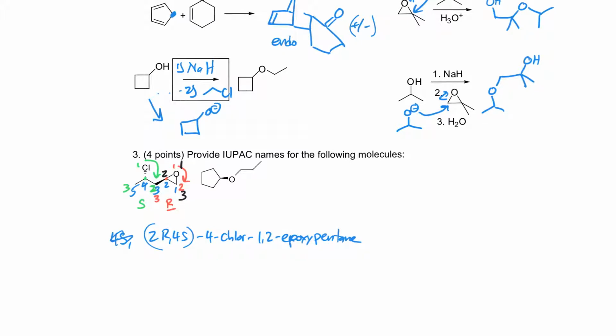Okay, let's look at this ring. This is a cyclopropyl ring, and we have an ether functional group. Sorry, this is cyclopentyl. I'll fix that. And then we have a propyl group on the other side. So you could name this as cyclopentyl propyl ether, if you wanted to.